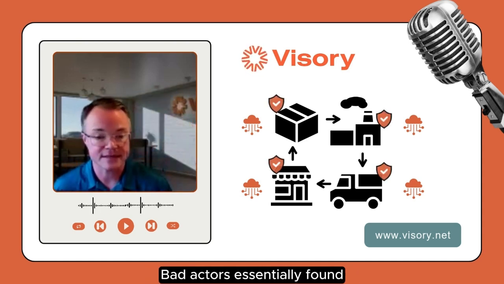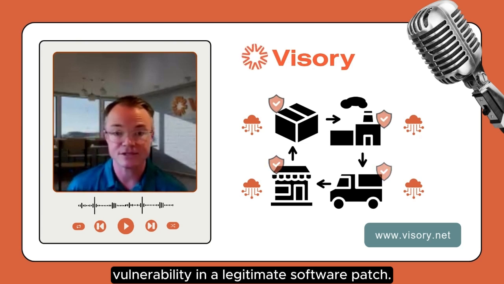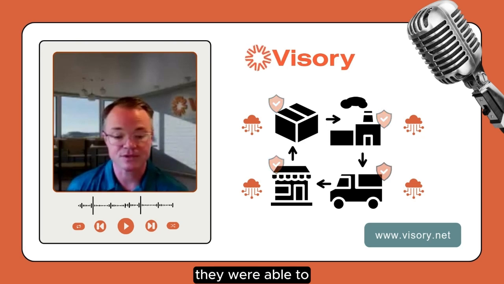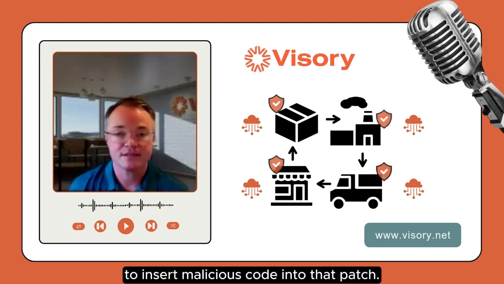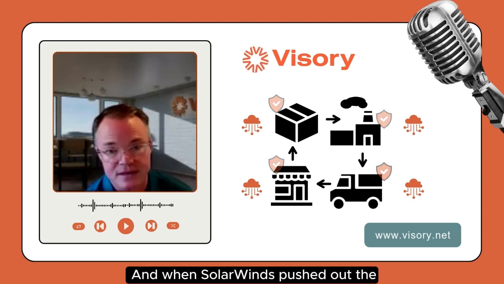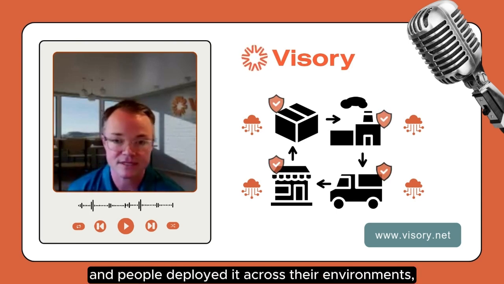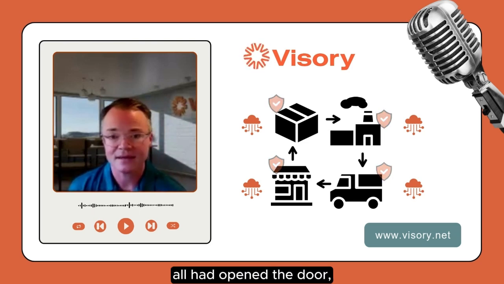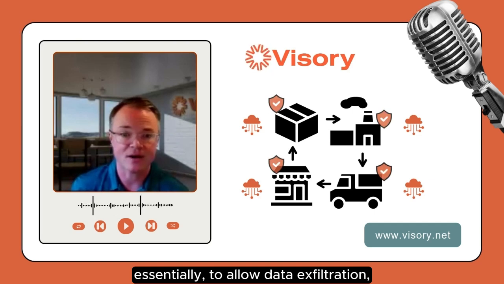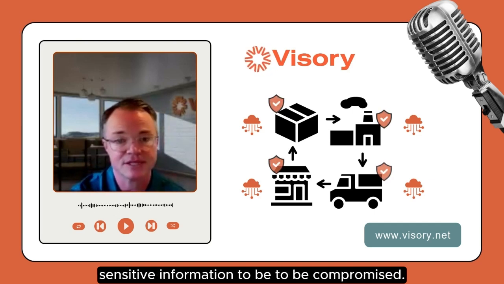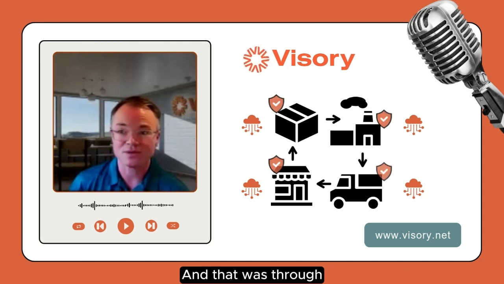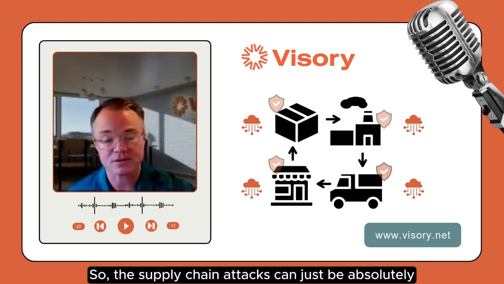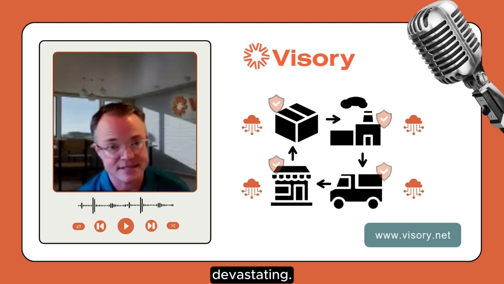Bad actors essentially found an exploit, a vulnerability in a legitimate software patch. So in the patching process, they were able to insert malicious code into that patch. And when SolarWinds pushed out the update to people and people deployed it across their environments, thousands of private companies, government agencies, schools all had opened a door essentially to allow data exfiltration, sensitive information to be compromised. And that was through a legitimate update that was happening to remote monitoring and managing software. So those supply chain attacks can just be absolutely devastating.